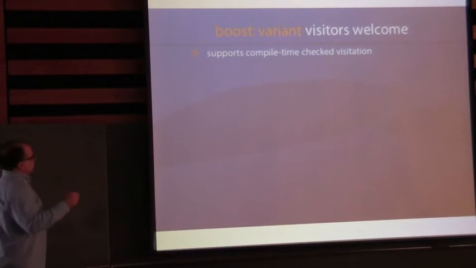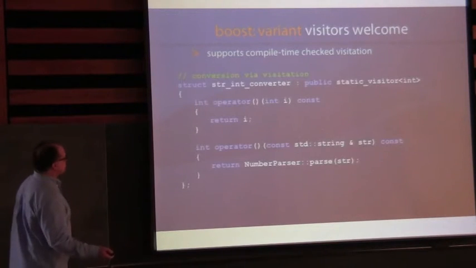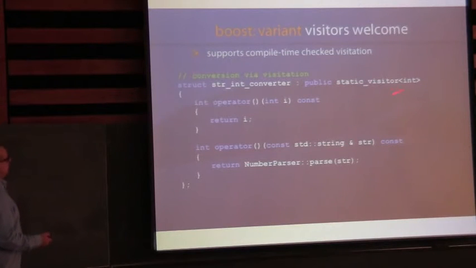So the visitors basically, the Variant supports compile time checked visitation, and the way you do that is like this: you declare this class is a converter visitor. You inherit from the static visitor of int. If you had an int and a string in there, you will have two visitors, one for int, one for string. And then for integer, you just return the same thing, but if you are trying to convert to a string, then you put functionality in here to convert to string.